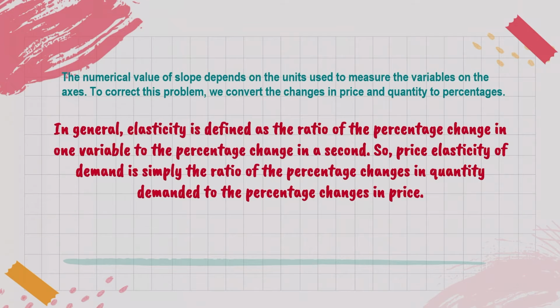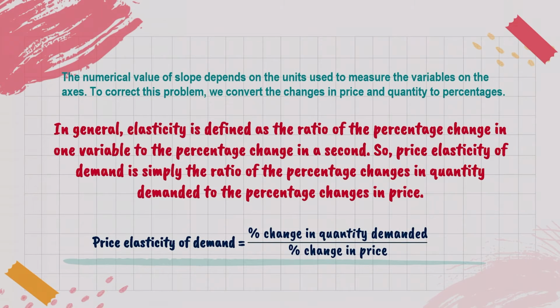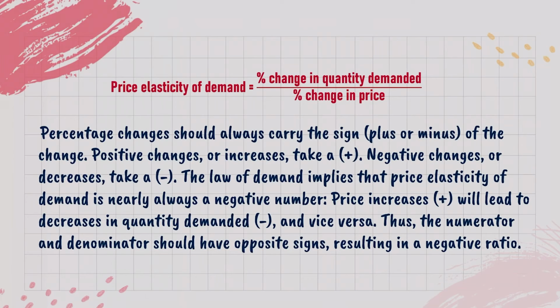In general, elasticity is defined as the ratio of the percentage change in one variable to the percentage change in a second. So, price elasticity of demand is simply the ratio of the percentage change in quantity demanded to the percentage change in price. The formula for price elasticity of demand is percentage change in quantity demanded divided by percentage change in price. Percentage change should always carry the sign, plus or minus, of the change. Positive changes or increases take a positive sign, while negative changes or decreases take a negative sign.